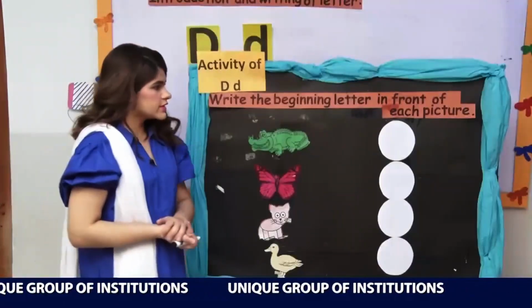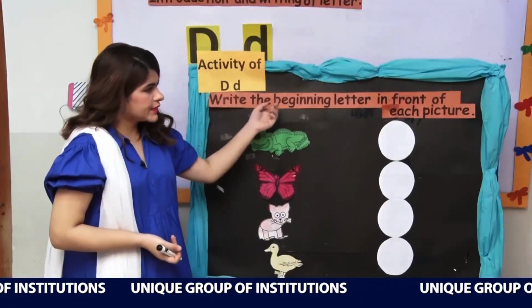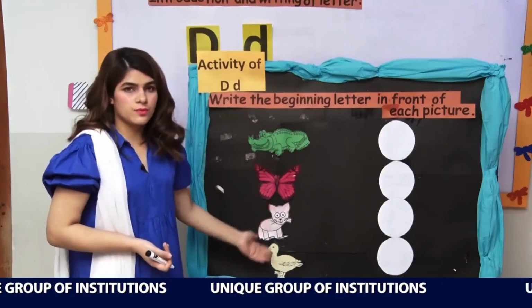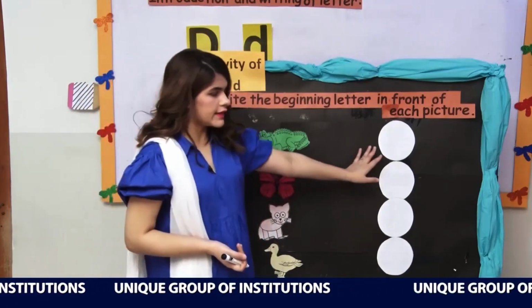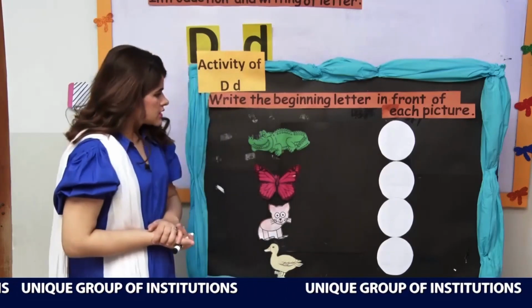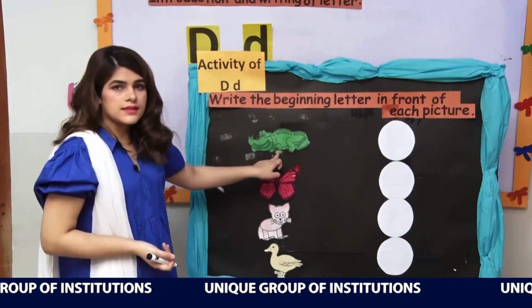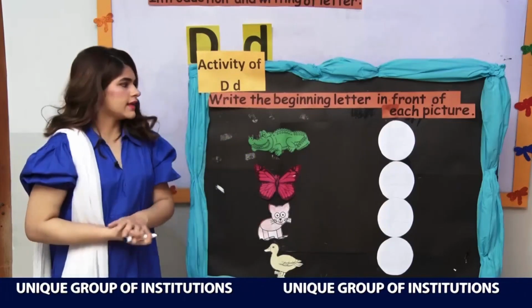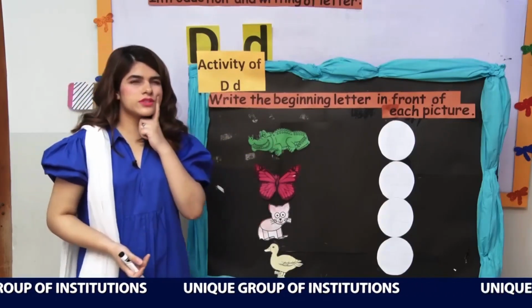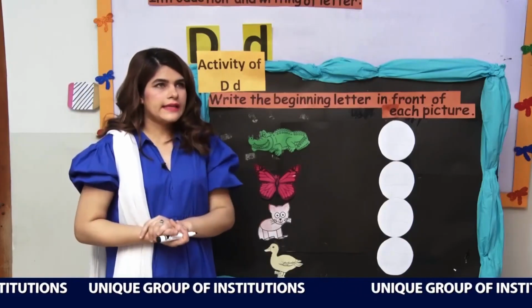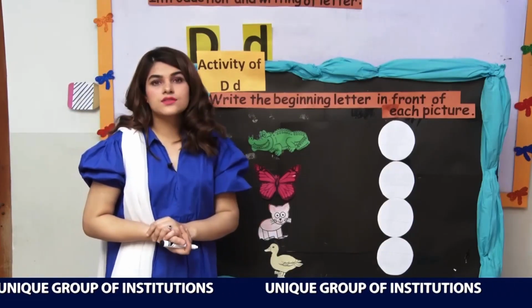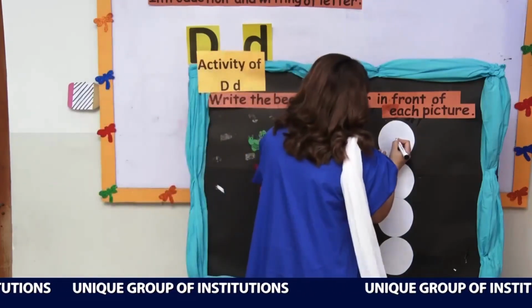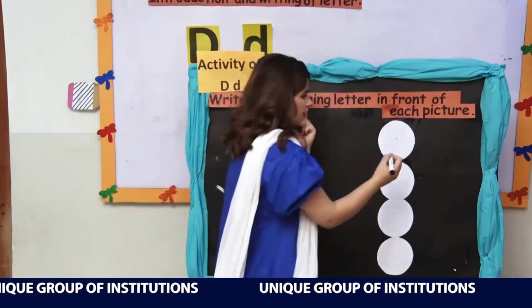Let's do another activity of D. We have to write the beginning letter in front of each picture. You can see here we have so many pictures and we have to write the beginning sound of each. So can you guess what this is? This is alligator, and alligator starts with what sound? Alligator. So here we have to write A because the sound of A is A. So I'm going to write A here.